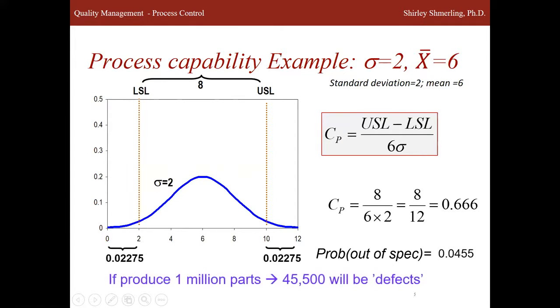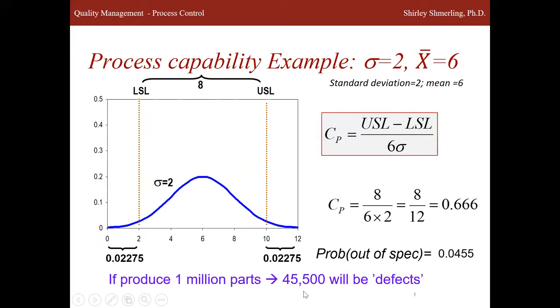If we look at the measure we used in Module 1, which is defects per million opportunities, if we're producing 1 million parts and we know we have about a 4.55% chance of defects, that means we'll have 45,500 defects out of the million.